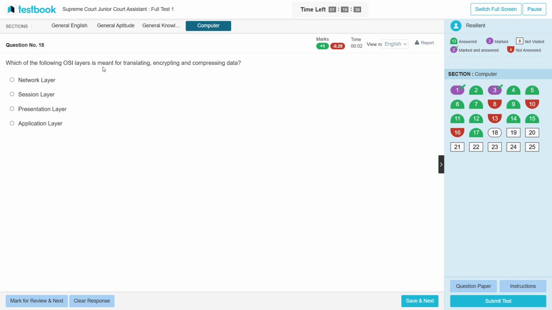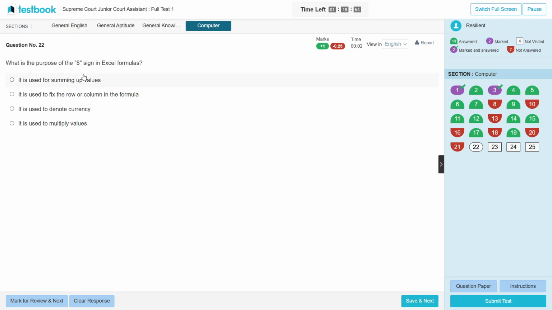Which of the following OSI layers is meant for translating, encrypting, and compressing data? In printing, what does DPI stand for? Dots per inch. Who developed the computer language COBOL? Grace Hopper or John Backus. Information about the structure of a database is stored in the structure data.